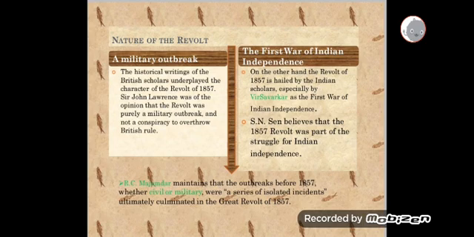Meanwhile, R.C. Majumdar maintained that the outbreaks before 1857, whether civil or military, were a series of isolated incidents that ultimately culminated in the Great Revolt of 1857.